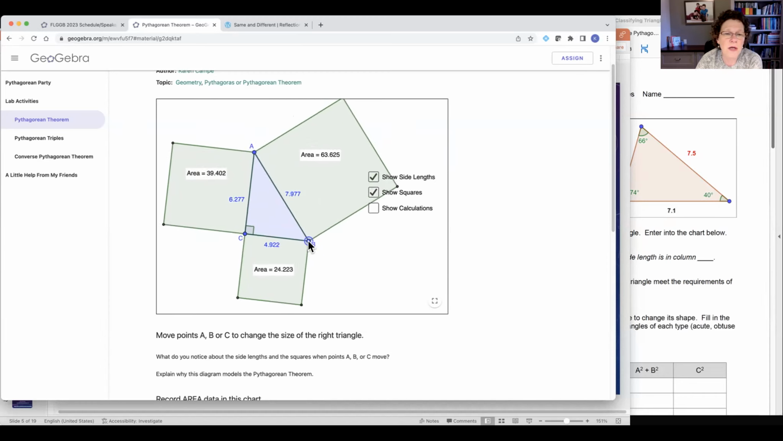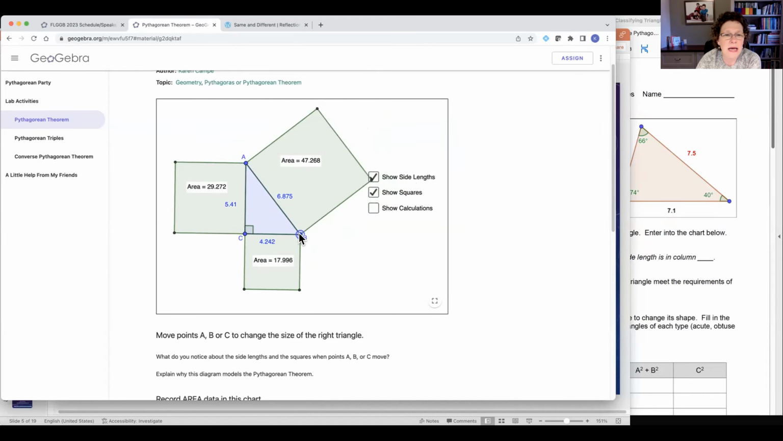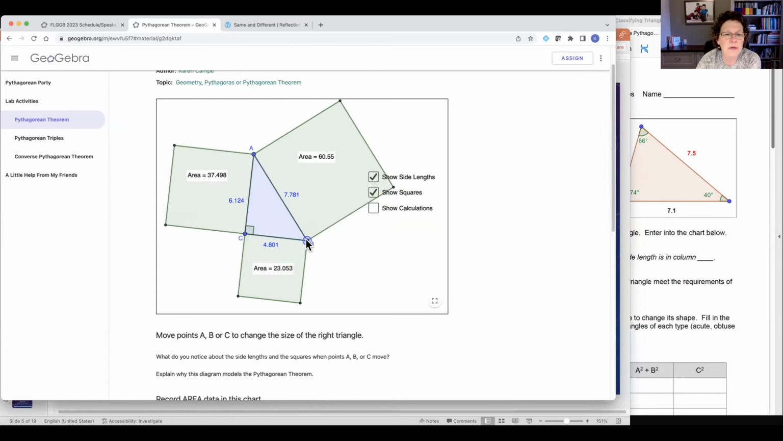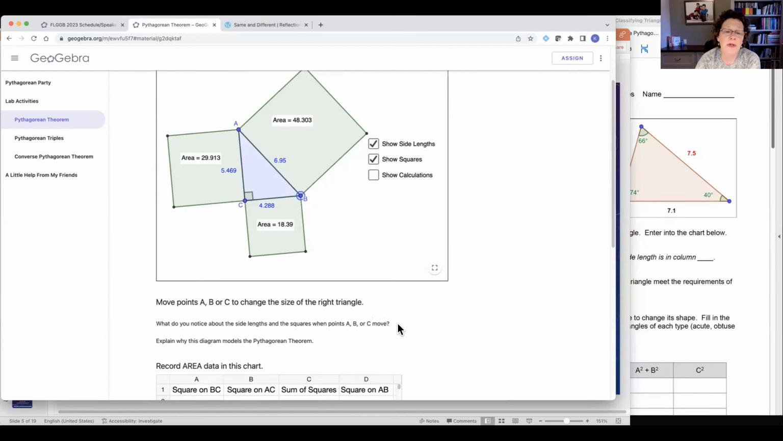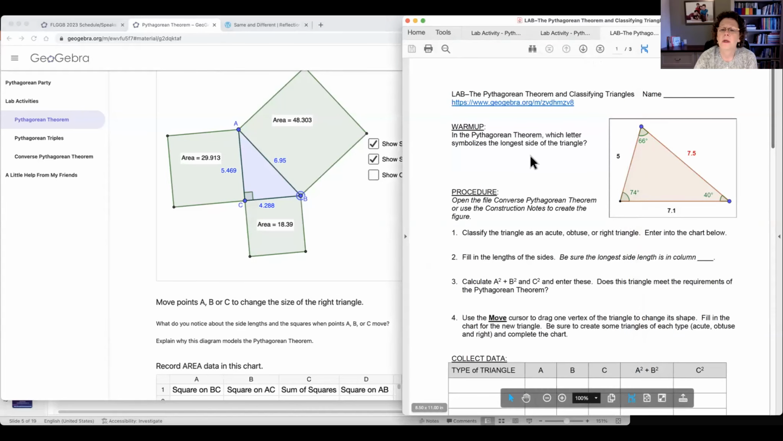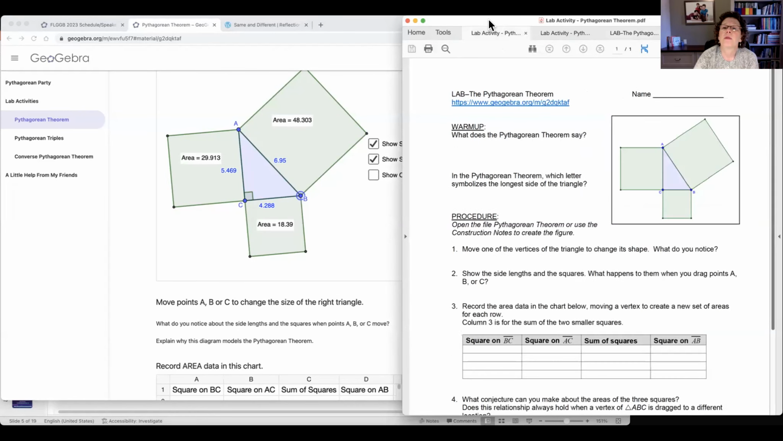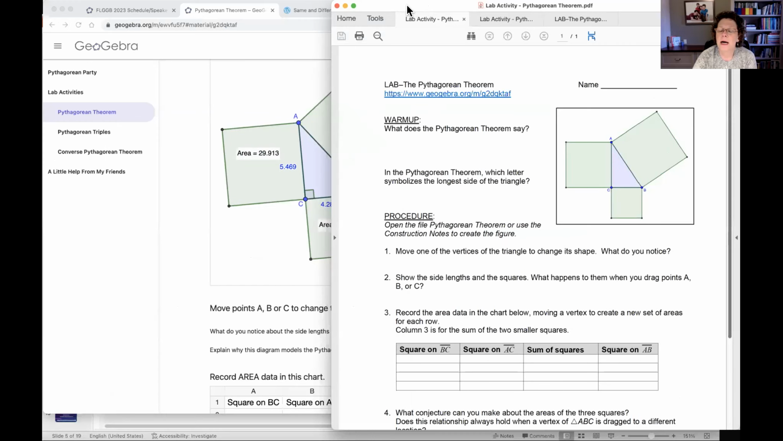When you're involved in a dynamic environment and you have students move and observe, it's important that you ask them to observe. So the GeoGebra activity says here, what do you notice about the side lengths and the squares when points A, B, or C move?